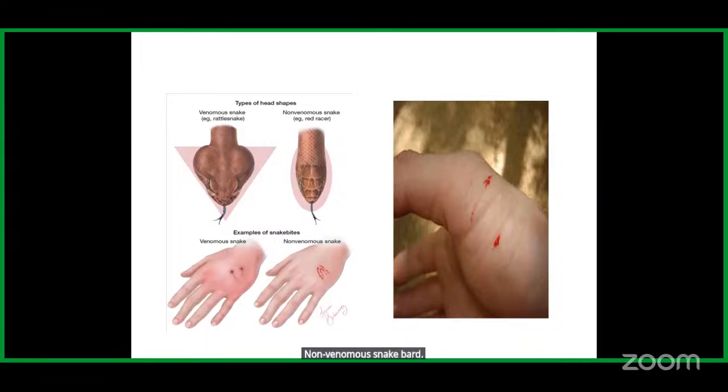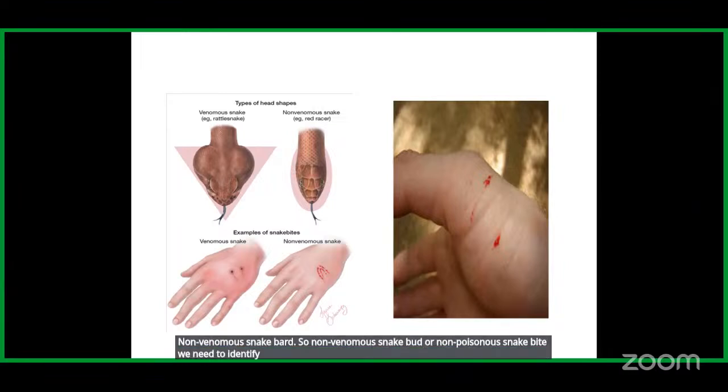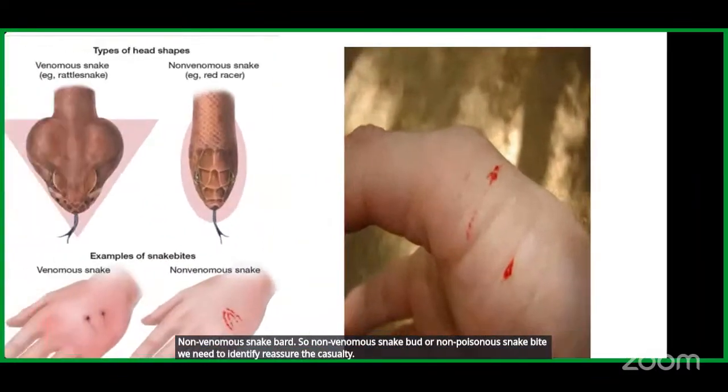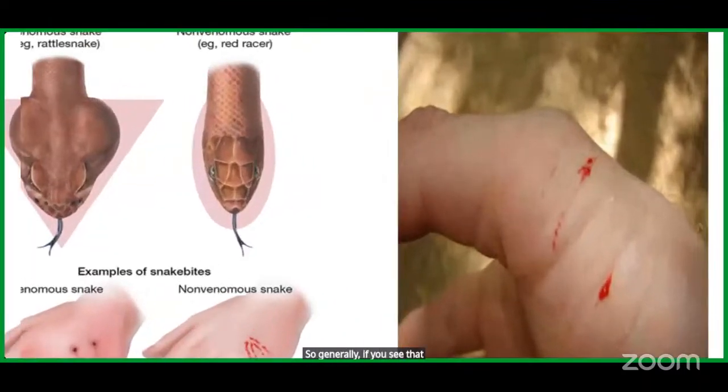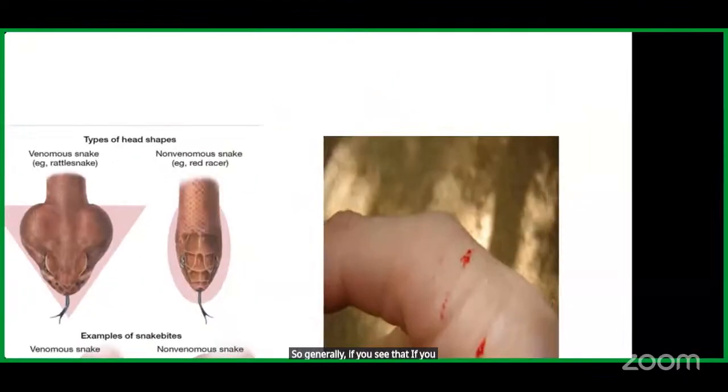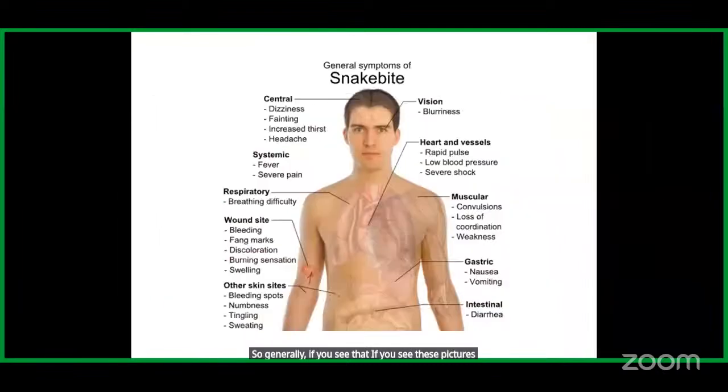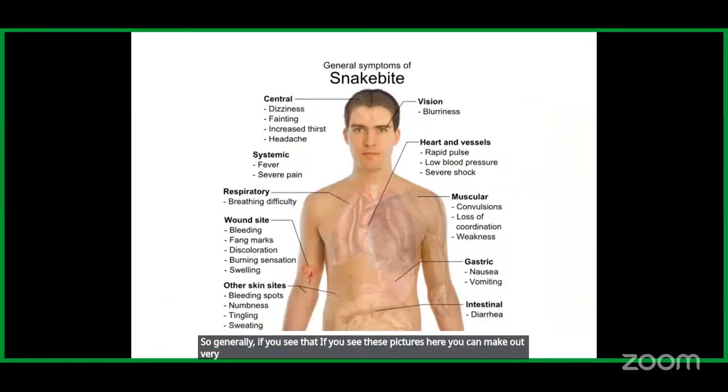For a non-venomous or non-poisonous snake bite, we need to identify it and reassure the casualty. If you see these pictures here, you can make it out very clearly. Symptoms of snake bite can be seen across the body, across the organs, depending upon the type of toxicity.